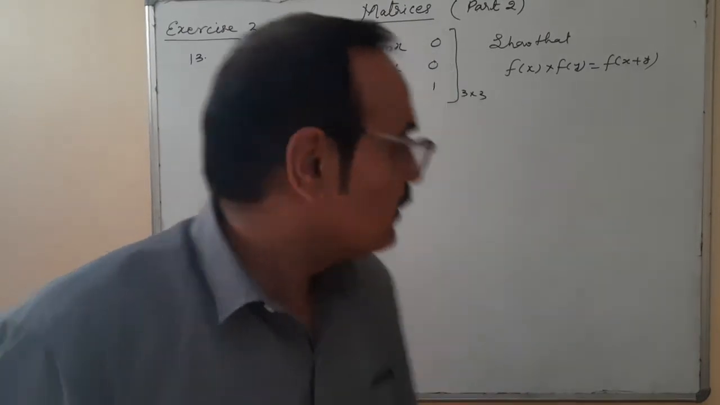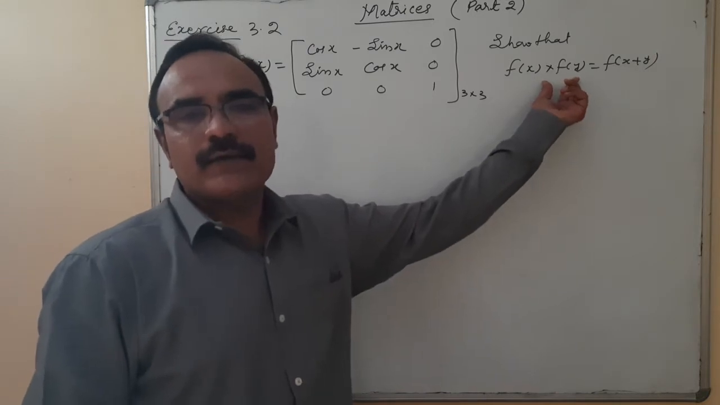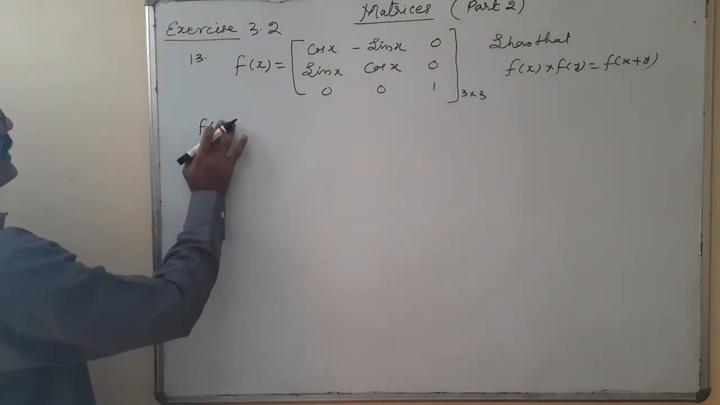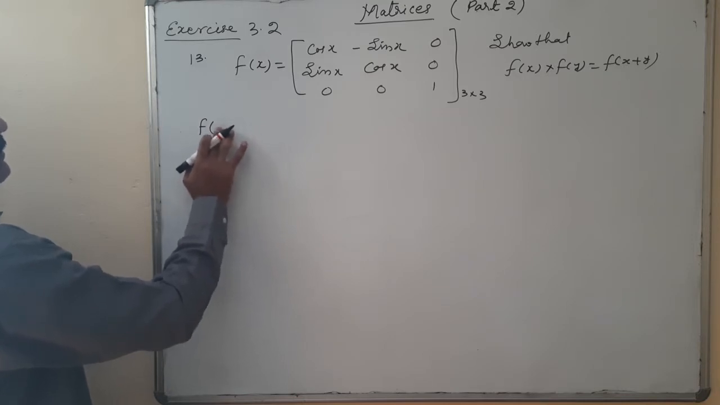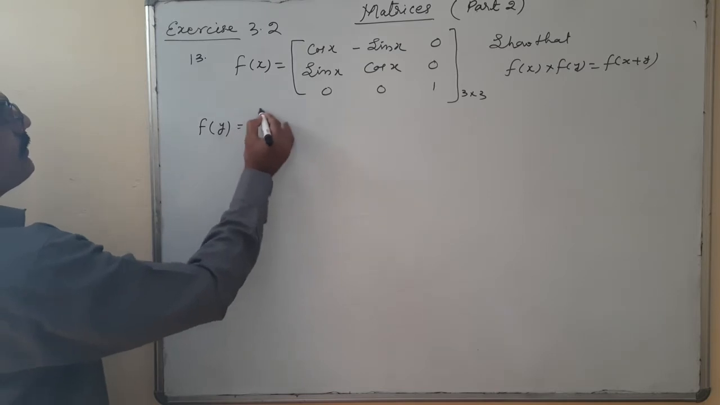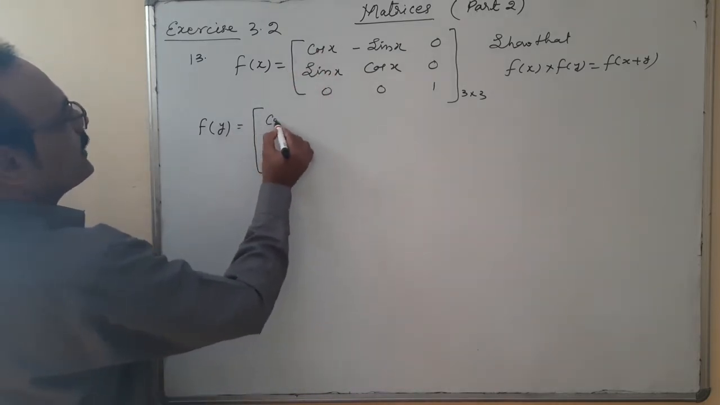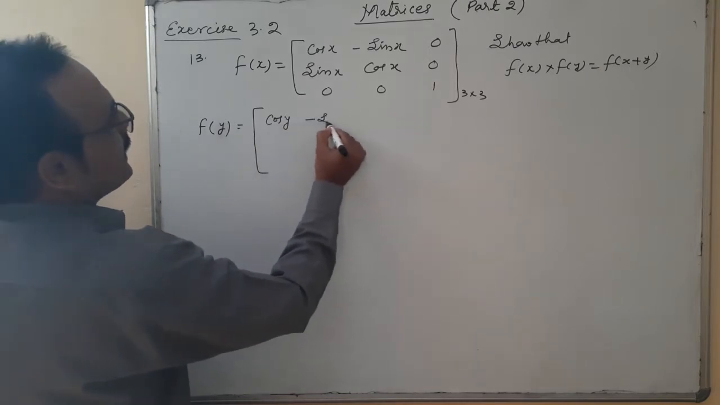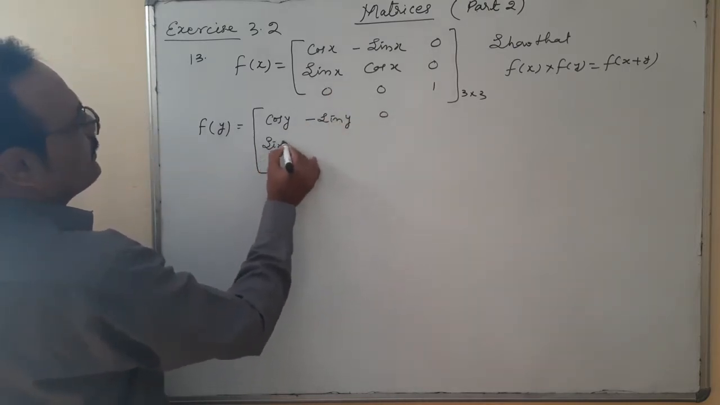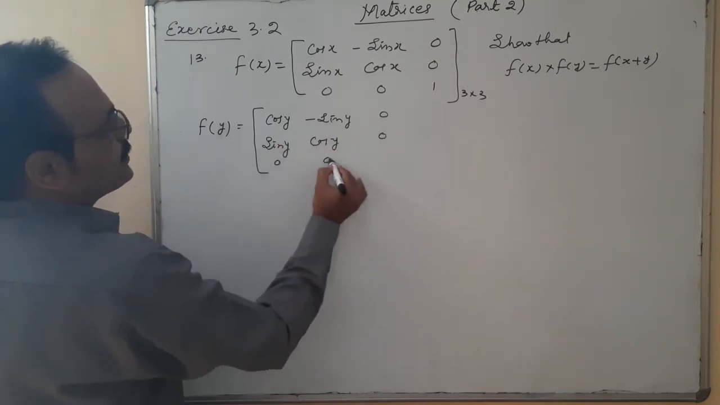F of x is already given. How to find f of y? Simply, in place of x, if I put y, then what happens? Where there is an x, we can put y here. So it is cos y, minus sin y, 0; sin y, cos y, 0; and 0, 0, 1.